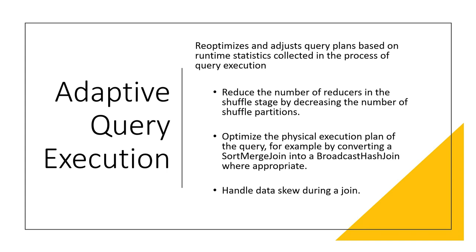But now since this one is in runtime, it is much more accurate because you get the hang of how much data is there, what kind of operation we are doing, and it really helps in optimizing the entire query. Primarily it does a reduction in the number of reducers in the shuffle stage by decreasing the number of shuffle partitions. Since it is looking at the query at runtime, it can re-optimize the plan to reduce shuffle partitions.